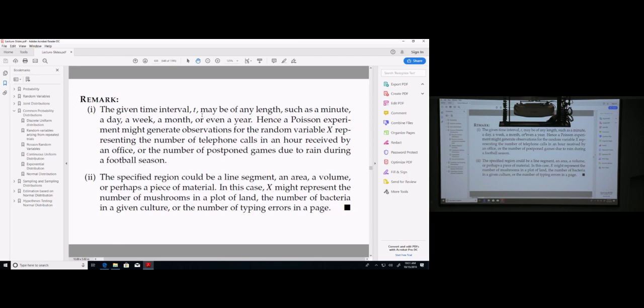Okay, for a given time interval t, which may be of any length, such as a minute, a day, a week, a month, or even a year, a Poisson experiment might generate observations of the random variable X representing the number of telephone calls in an hour received by an office or a call center nowadays, because you don't want to put the guy on hold too long. Even though you keep hearing the recording, "Your call is important to us," and you kept being on hold for 30 minutes, then you hang up. Just before you hang up, "Your call is important to us." You really get annoyed, right?